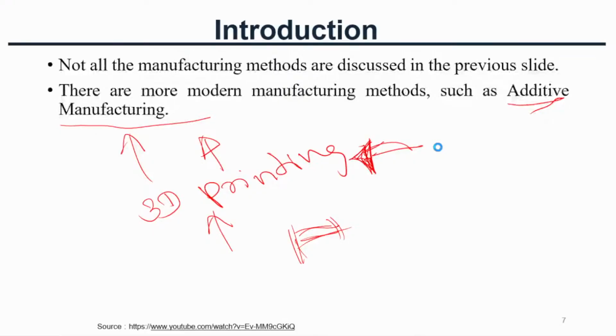So as an engineer designer, we must be aware of both traditional and this additive manufacturing, modern manufacturing methods. Okay. So according to your requirements, you can choose the best method. Okay, you can make the best decision.